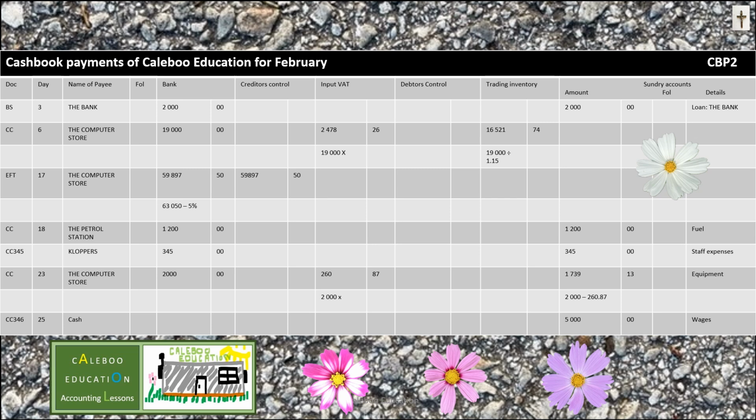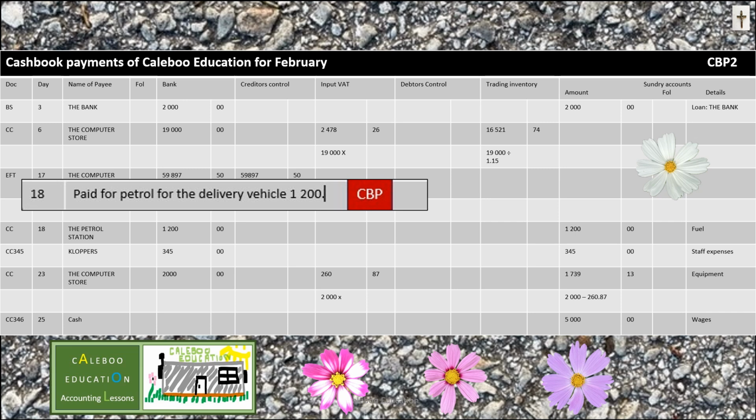A nice easy transaction on the 18th. It says here, paid for petrol for the delivery vehicle, 1,200. There's the document, the check counterfoil, the date is the 18th. Who did we pay? The petrol station. What came out of our bank account? 1,200 when the check is deposited. And under sundry, there's 1,200, as fuel didn't have its own column.